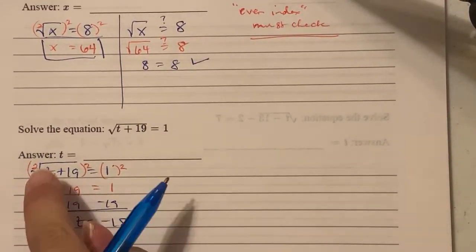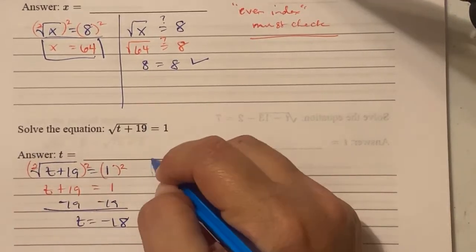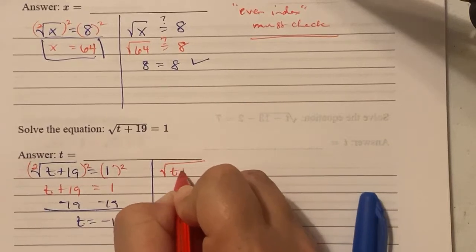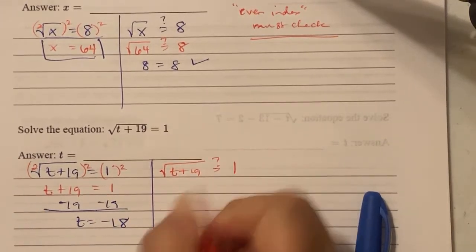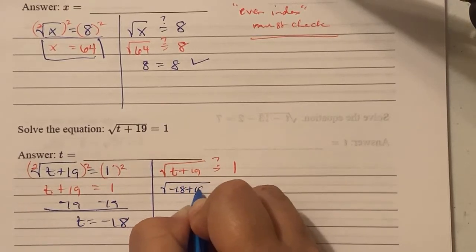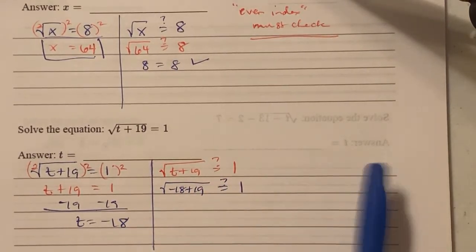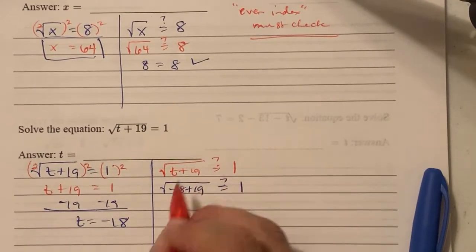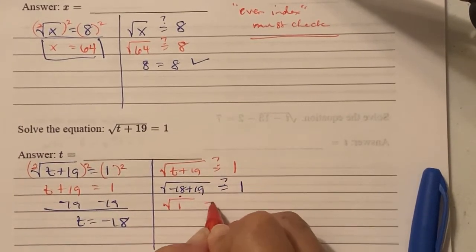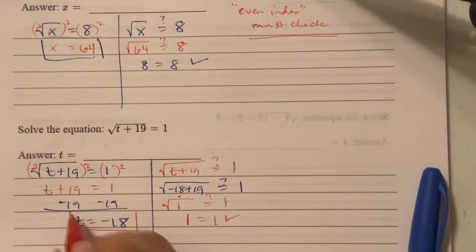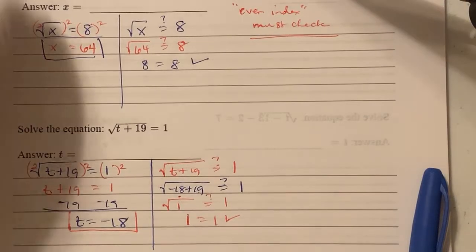Again, because it is an even index, we are checking. You take your original equation and substitute back in. So negative 18 plus 19, does that result in a positive 1? Well, do the arithmetic on the inside. Negative 18 plus 19, that is 1. Square root of 1 is a 1, equaling a 1. It worked, so t equal to negative 18 is our solution.